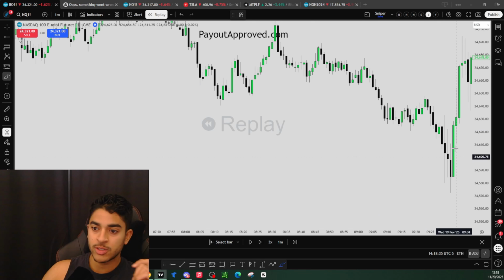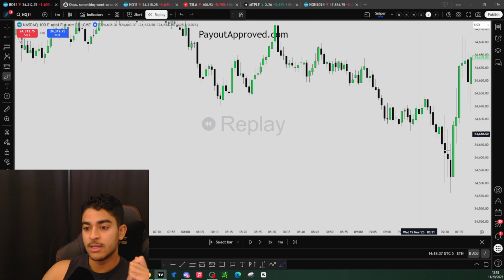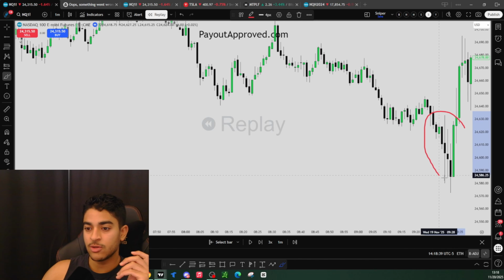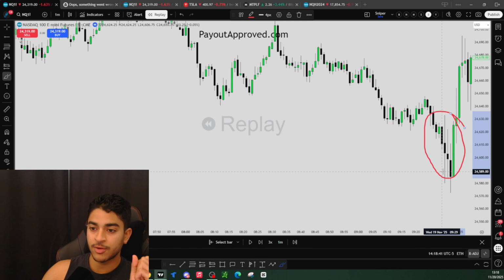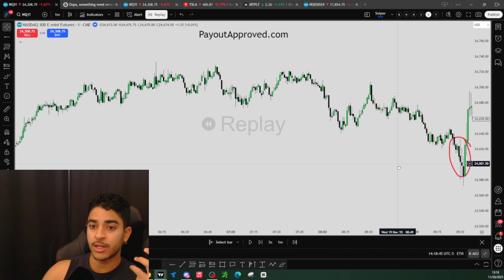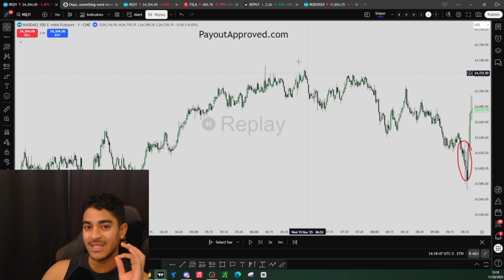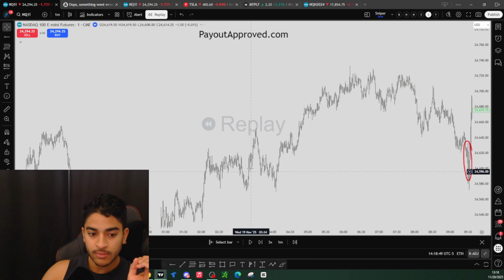So just jumping straight into it, we're looking at yesterday's price action. This is Wednesday, November 19th. You see, this is the open, right? This is our 930 candle. Here we do drop down. I have a bullish bias already going into the market just based on the fact that we're in a deep discount of our daily range, right?